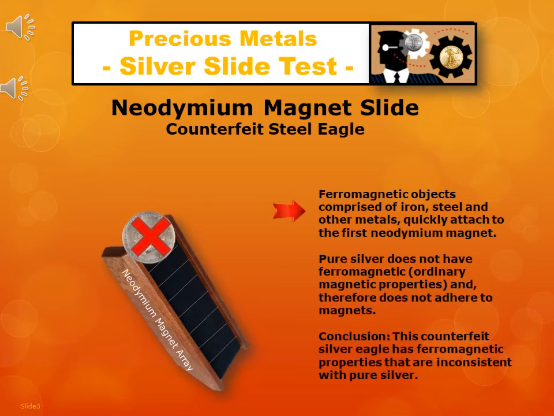Ferromagnetic objects comprised of iron, steel and other metals quickly attach to the neodymium magnet. Pure silver does not have ferromagnetic, ordinary magnetic properties, and therefore will not adhere to magnets. Conclusion: this counterfeit silver eagle has ferromagnetic properties that are inconsistent with pure silver.